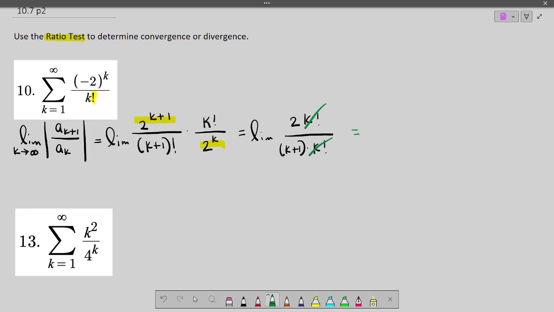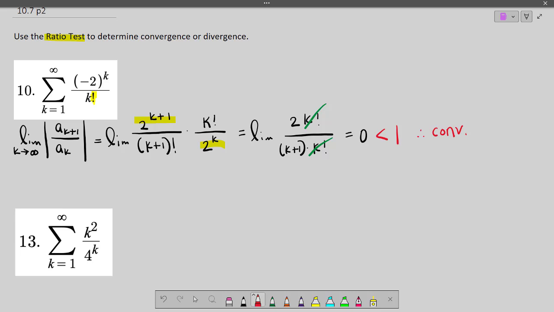And what is this limit? 2 over k plus 1. And so the limit as k goes to infinity? 0. Okay. The ratio test, just like geometric series, says less than 1, we have convergence.